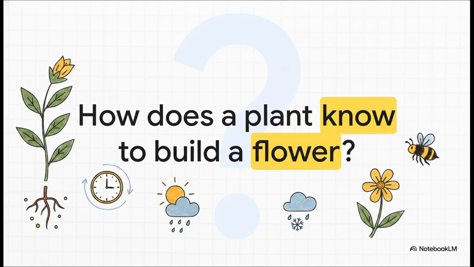I mean, unlike animals, a plant can't exactly pack up and migrate when the weather turns bad or resources run low, right? Its reproductive success depends entirely on getting the timing absolutely perfect.